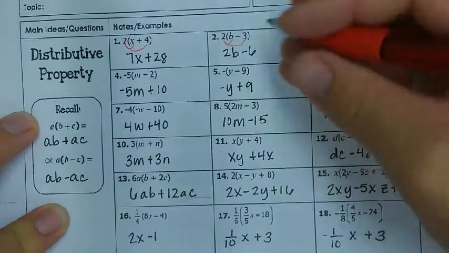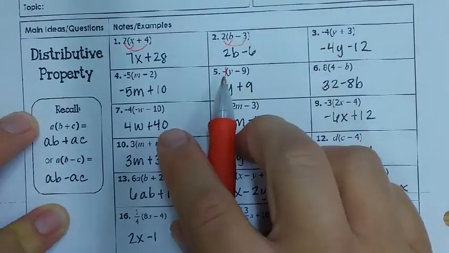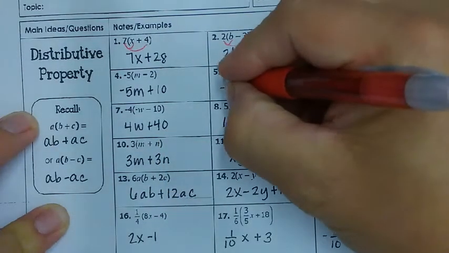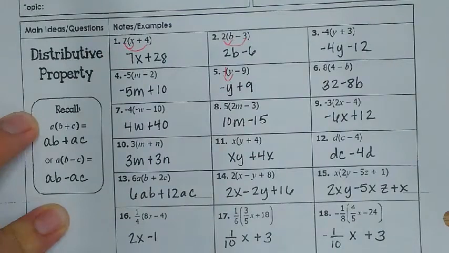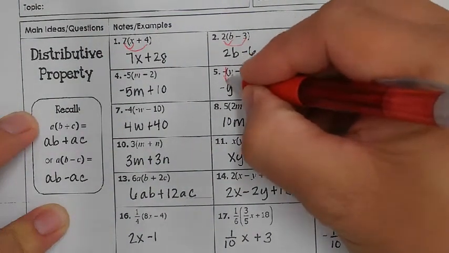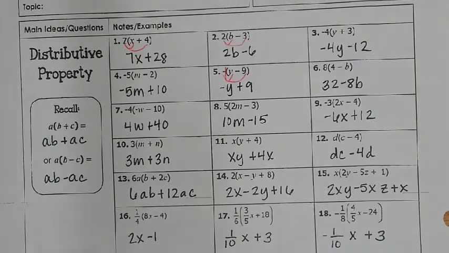Good man. Number 5 is one that I do want to make sure that you all understand. Whenever you just have a negative, think of that as a -1. So what's -1 times y? -1y, or just -y. And then what is a negative times a negative? A positive. Good.